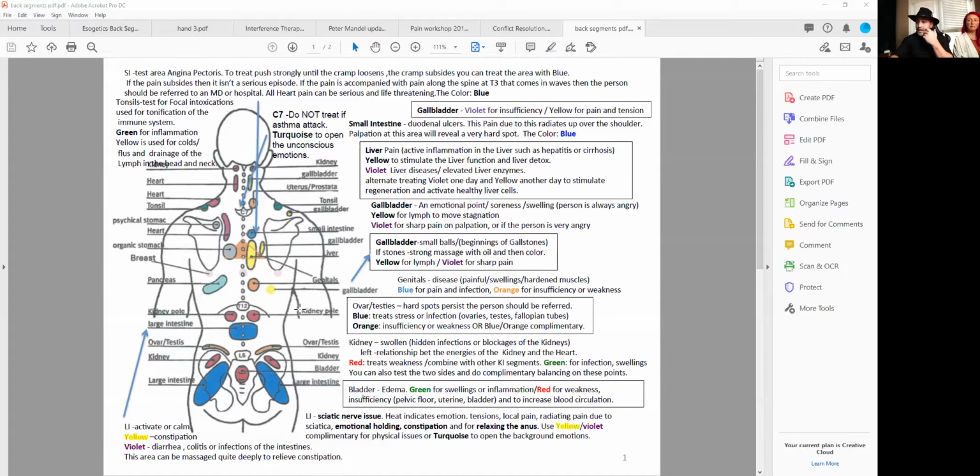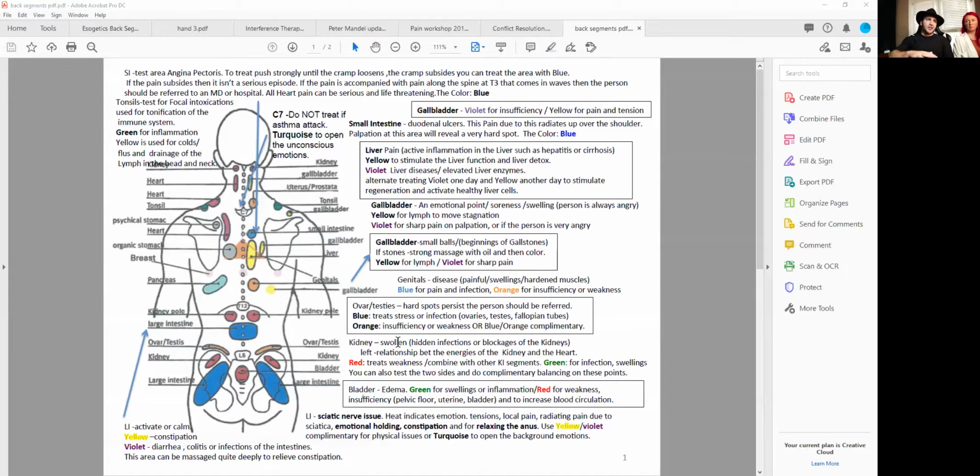The large intestine, you're going to see that on the glutes. You're also going to see that in L2, L3. So with intestinal issues, if you have low back pain in this area, a lot of times you're going to be seeing different inflammational states in the large intestine.